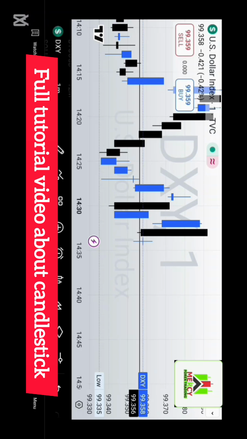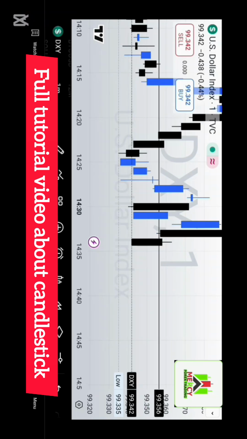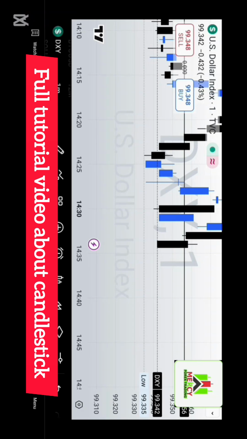And what is that line? That line that you are seeing is called a wick. And if you see a small body, it means there are not many buyers or sellers in the market. Okay, now you can see there are more sellers in the market now. I hope you understand. There are more sellers in the market. Let's see where the next candlestick will open.